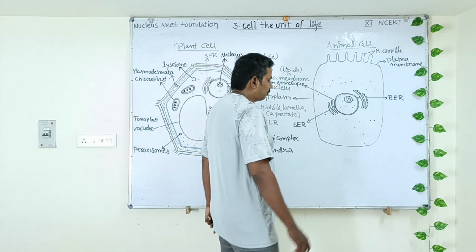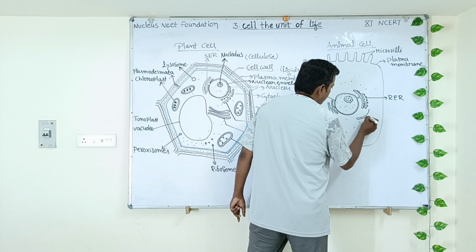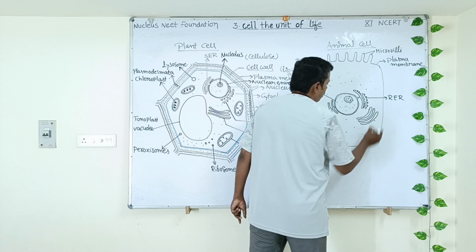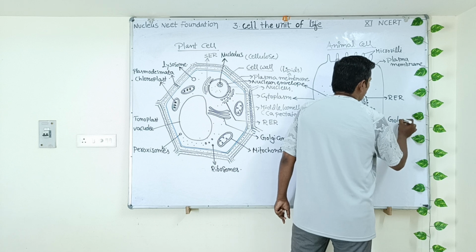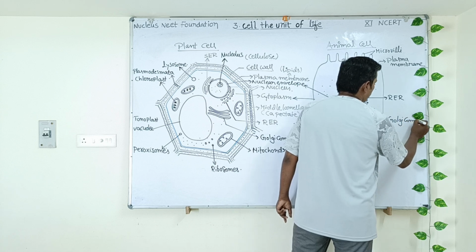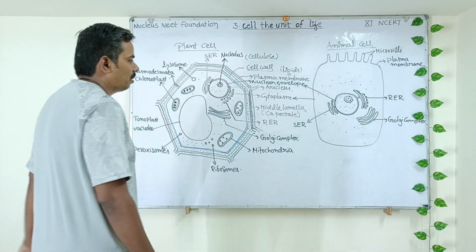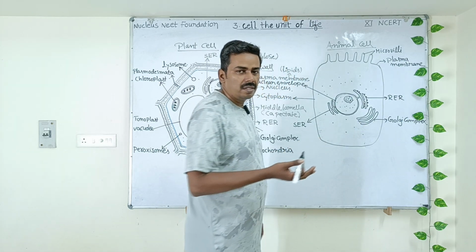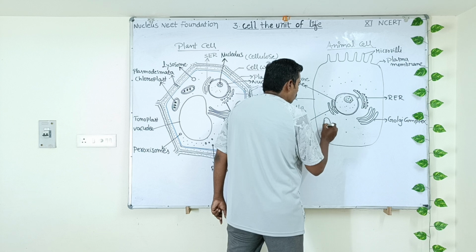Next, very close to the endoplasmic reticulum, you can see disc-shaped flat sac-like structures which are arranged parallel to each other. This cell organelle is called the Golgi complex, whose function is modification of proteins. Next, we don't find vacuoles in animal cells. Vacuoles are absent.